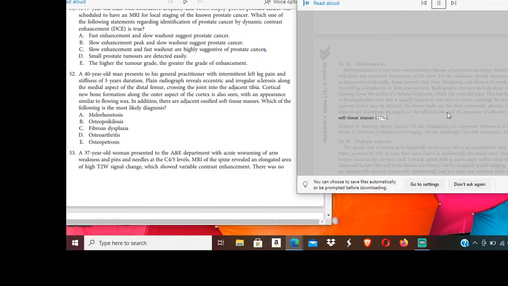Soft tissue masses, 27%. Dähnert W. Radiology Review Manual. 7th ed. Philadelphia, Pa, Lippincott, Williams and Wilkins, 2011. Sutton D. Textbook of Radiology and Imaging. 7th ed. Edinburgh, Churchill Livingstone, 2003. 53B. Multiple sclerosis. The spinal cord is known to be frequently involved.